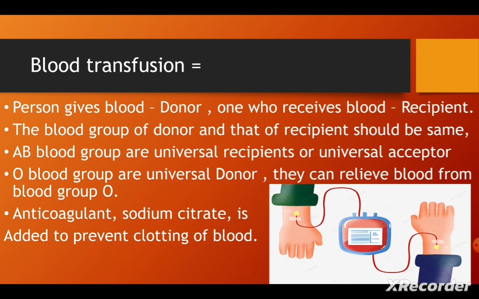AB blood group is the universal recipient or universal acceptor because they can receive blood from both blood group A and blood group B. O blood group is the universal donor because it can donate to blood groups A, B and AB. But O can receive blood from O only. They cannot receive blood from A and B. And the anticoagulant sodium citrate is added to prevent clotting of blood. If we have clotting in our blood due to some fracture or some trait, sodium citrate is applied to that.